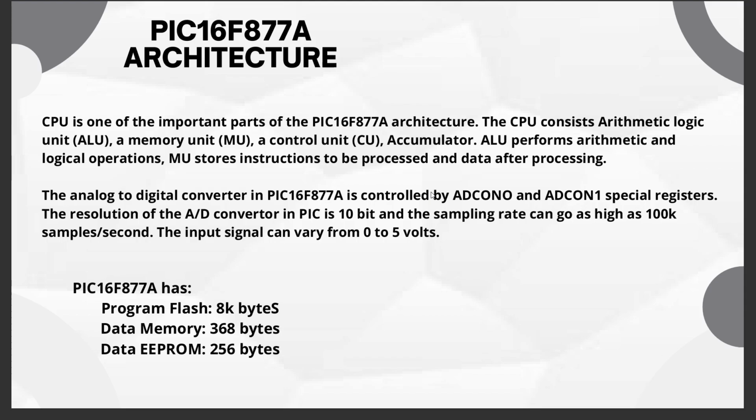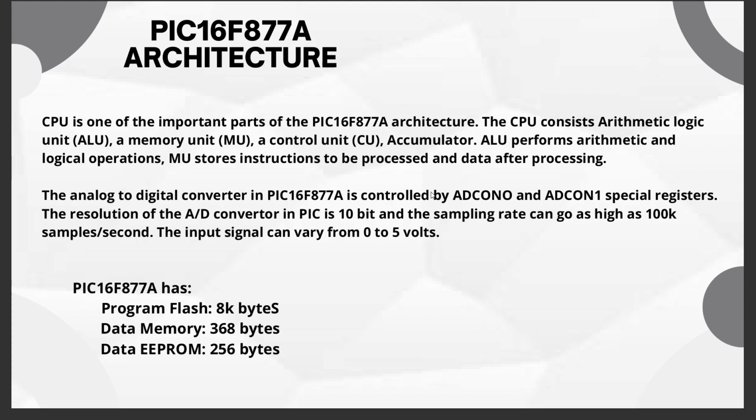The analog to digital converter in PIC16F877A is controlled by special registers named ADCON0 and ADCON1. The resolution of the A to D converter in PIC is 10 bit, with a sampling rate up to 100k samples per second.